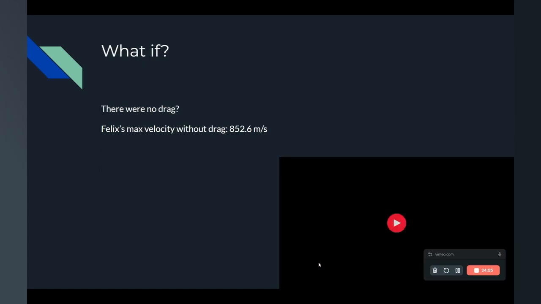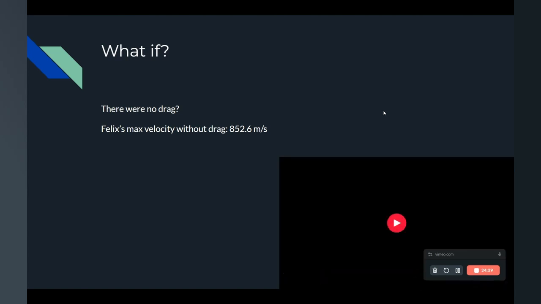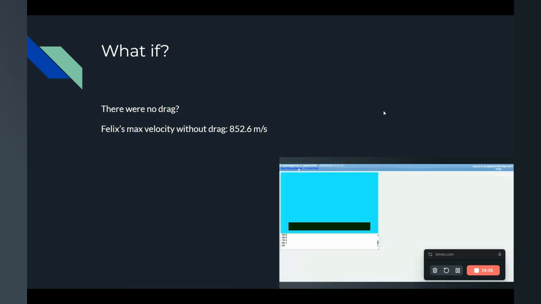In reality, what if there were no drag? I just took out Fd, the force of drag, from the coding, and his max velocity at the end of this was 852.6 meters per second, and he fell very quickly. You can tell immediately how much faster that simulation went.